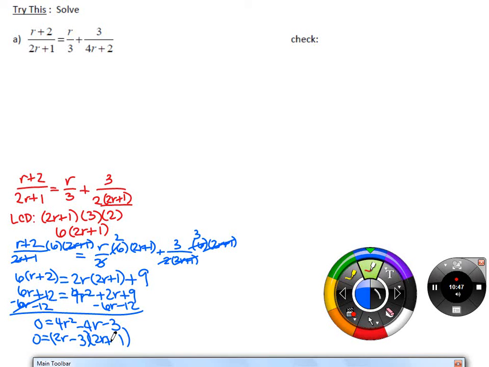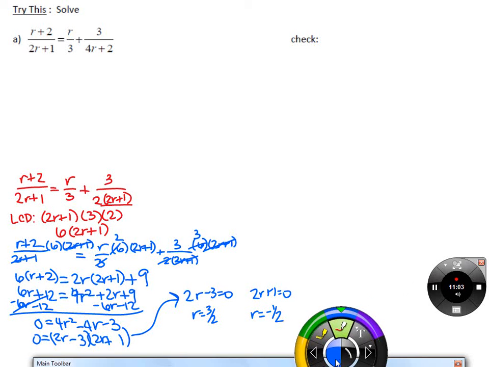Okay. And then by setting each of those factors equal to 0, 2r minus 3 equals 0 will give us that r could equal 3 over 2. And 2r plus 1 equal to 0 will give us that r could equal negative 1/2. And so we now have these two solutions. And again, look at your denominators. Where would you create extraneous solutions? The only factor of the denominator in the original problem that could be set equal to 0 would be this one. When r is equal to negative 1/2, it will be 0, so r cannot equal negative 1/2. So that's gone, which means r must just equal 3 over 2.